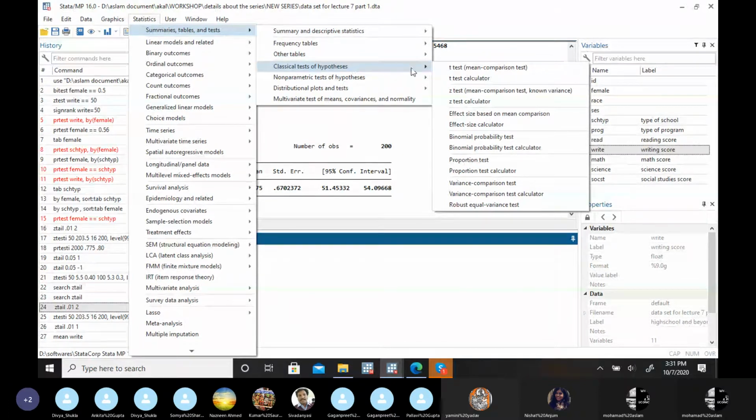We will do these three types of tests today: T test, Z test, and proportion test. So anytime you forget which function I am clicking, just remember: today we will do the classical test of hypothesis, three cases: T test, Z test, and proportion test.